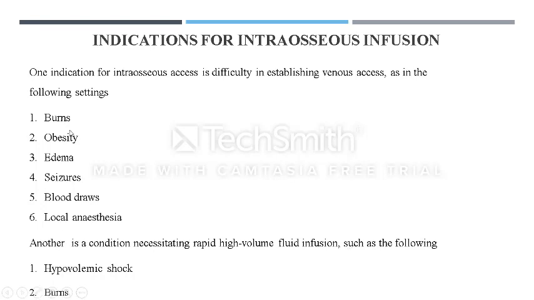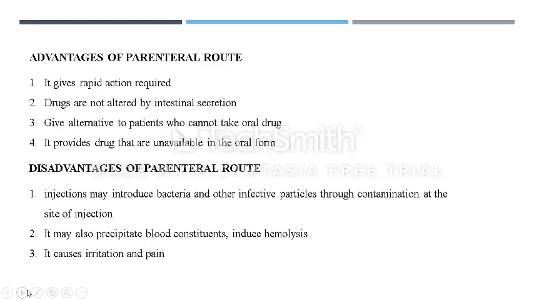So basically, that's a little about intraosseous infusion. Now, advantages and disadvantages of parenteral routes in general. One, it gives rapid action. For the advantages, it gives rapid action in the sense that immediately the drug is administered into the system, it reaches the systemic circulation, whereby the body uses it for the purpose for which the drug is being administered.